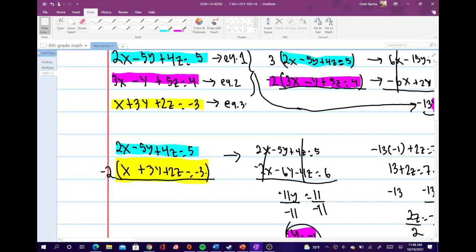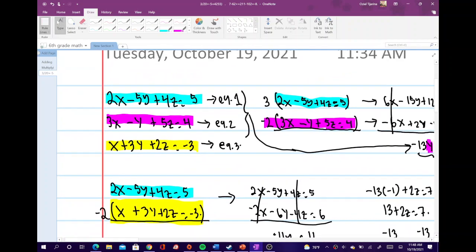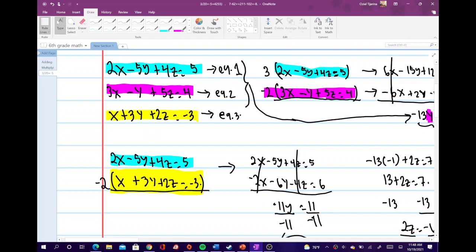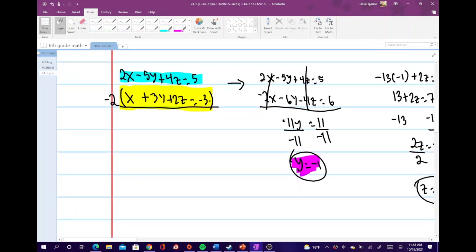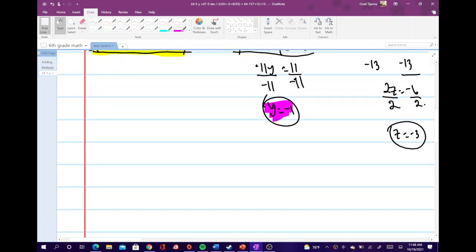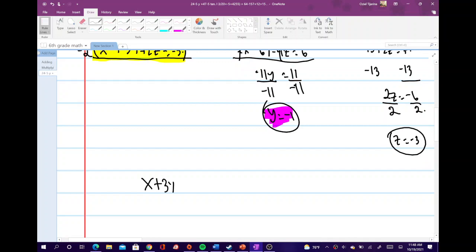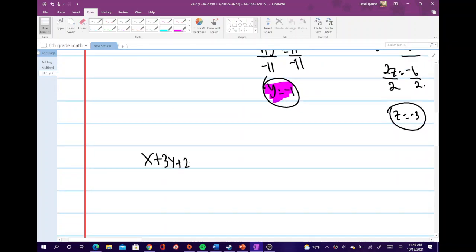The last thing is you're going to go ahead and grab one of the original equations. So in this case, I would grab the x plus 3y plus 2z equals negative 3 because we already have the x. We want to solve for x, right? It's already 1 in terms of 1x. So that's the easiest one to grab. I have x, and I already know what y and z are. So I have x plus 3y plus 2z equals negative 3, and I'm going to just plug in y and z. So I have x plus 3 times negative 1 plus 2 times negative 3 equals negative 3.